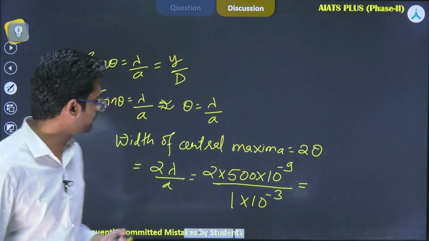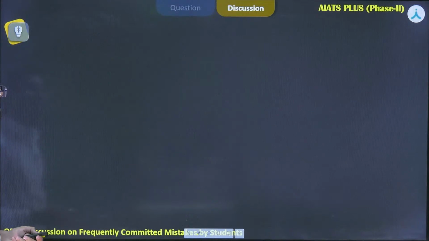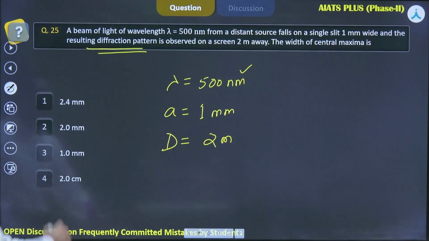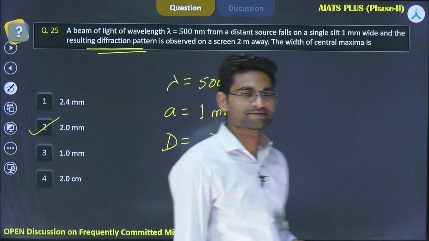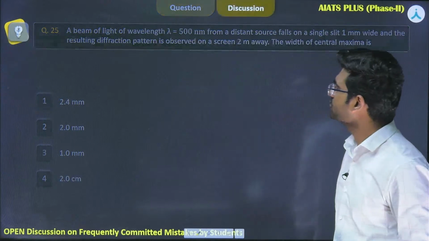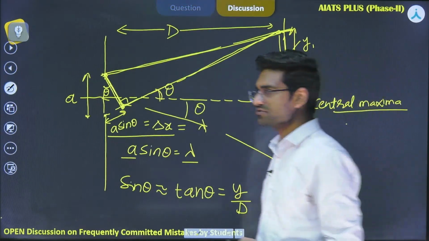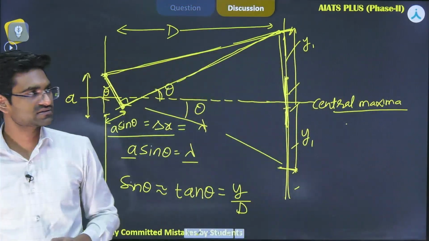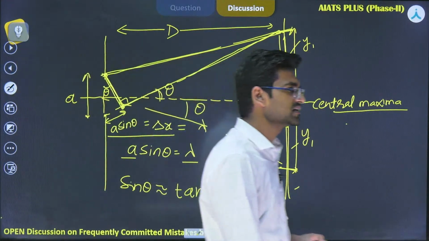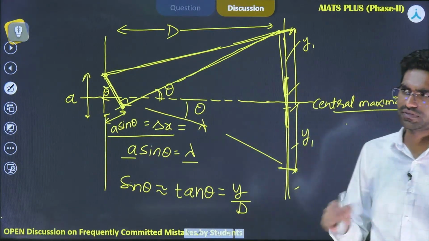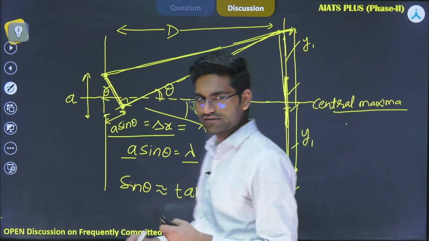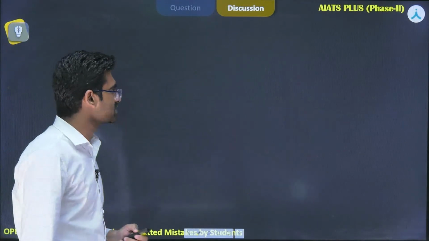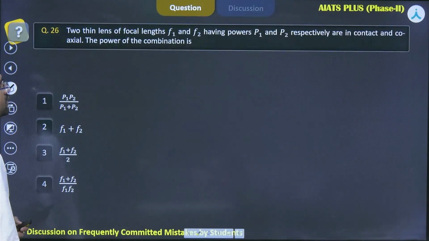Okay, focus here. So this will give me the answer as 2 mm. This is the width of the central maximum. I hope you got this derivation here, because this is quite important. You can use this derivation in Young's double slit experiment as well. So YDSE and diffraction are quite related to each other. You just have to remember that.